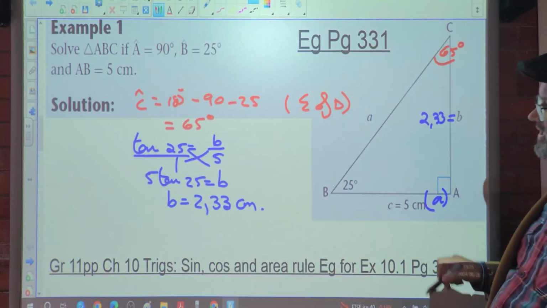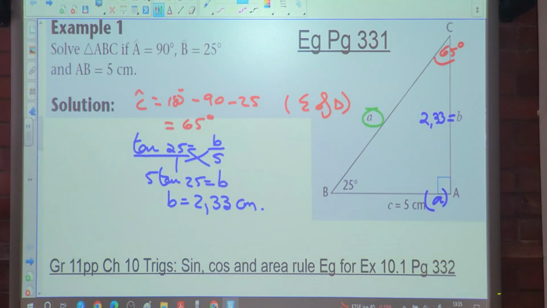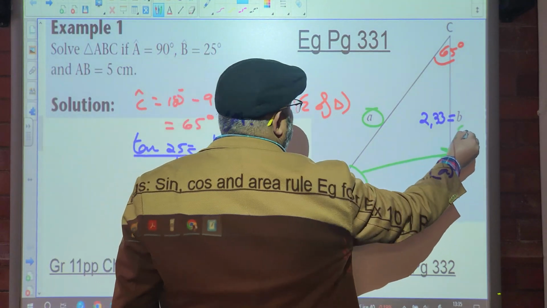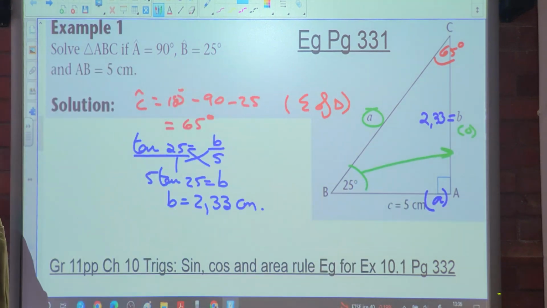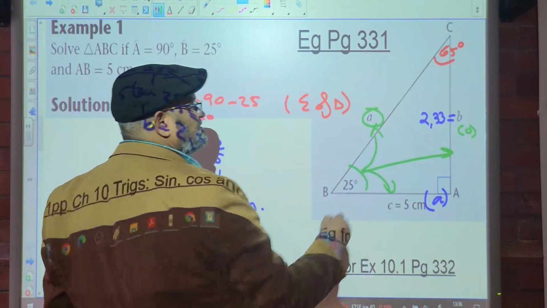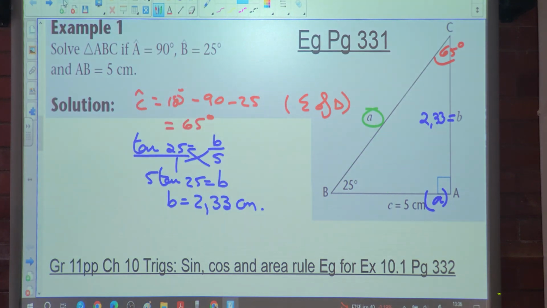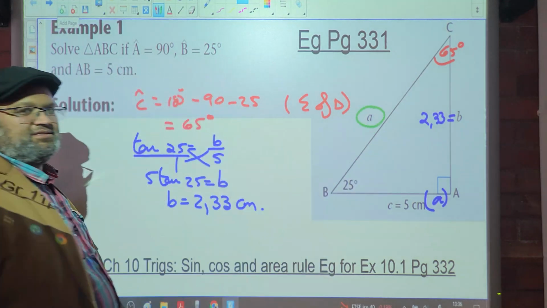So how are you going to calculate A? There are many ways to calculate A. Sine: opposite and hypotenuse. Not so? How else? Cos, which is adjacent and hypotenuse. Not so. How else? Pythagoras. Yes. What do you get? Pythagoras.